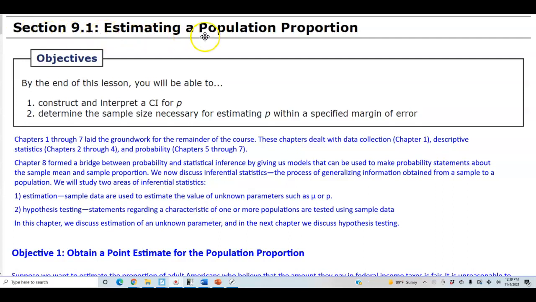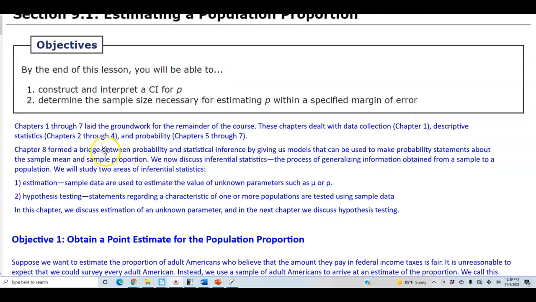Section 9.1, Estimating a Population Proportion. Objectives. By the end of this lesson, you will be able to: one, construct and interpret a confidence interval for the population proportion; and two, determine the sample size necessary for estimating the population proportion p with a specified margin of error.